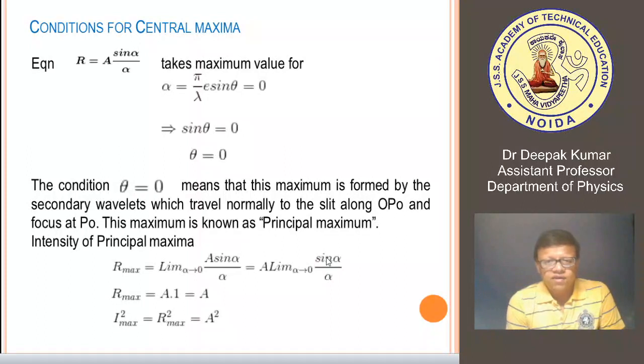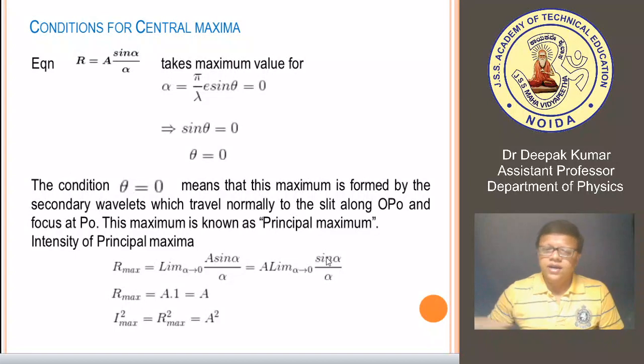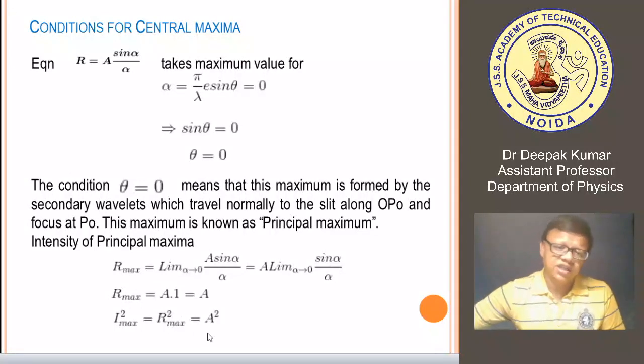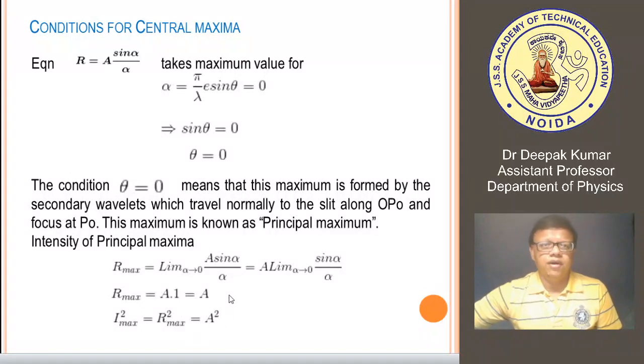A sin alpha by alpha will be as good as A times the limit of sin alpha by alpha as alpha tends towards 0, and the value of sin alpha by alpha for a limit tending towards 0, with the help of L'Hospital's rule, I will get a value of 1. So my R max in this particular case is capital A into 1, which is as good as A, and my I max is R squared max, which is A squared. So intensity at this particular central maxima will be the square of its amplitude.